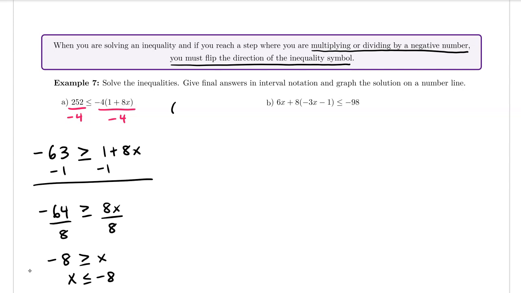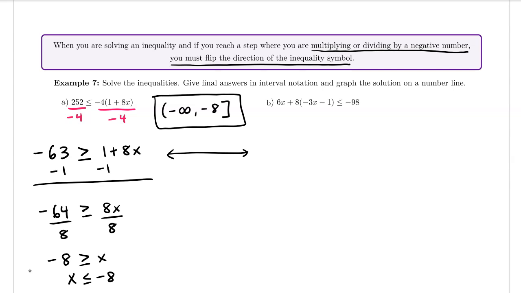So that's going to be negative infinity with a parenthesis on it up to negative 8, which we're including, and so I put a bracket on that. So there is my answer in interval notation, and then if we were to graph this, here's negative 8, and I'm going to put a closed circle on it, and I'm going to shade to the left. So there are our final answers for part A.